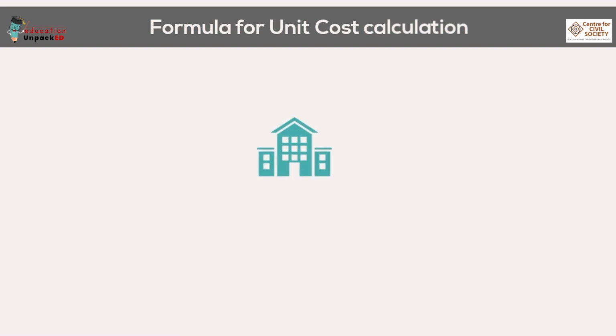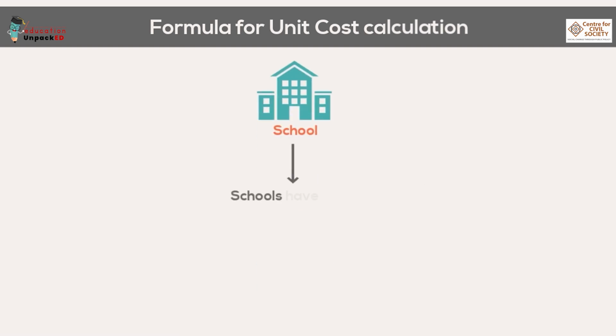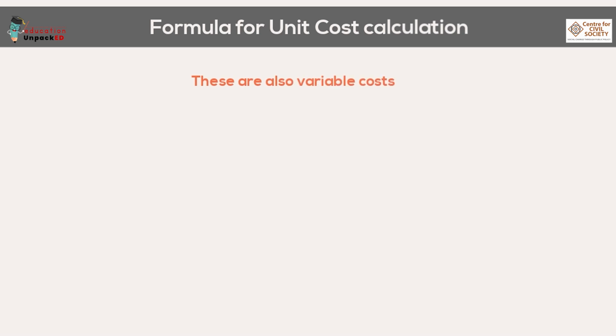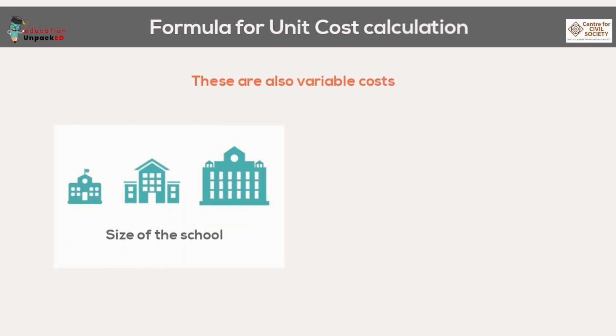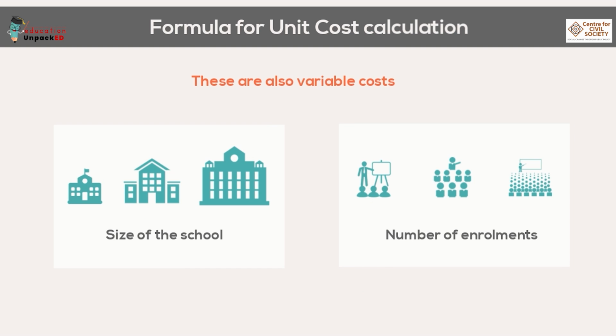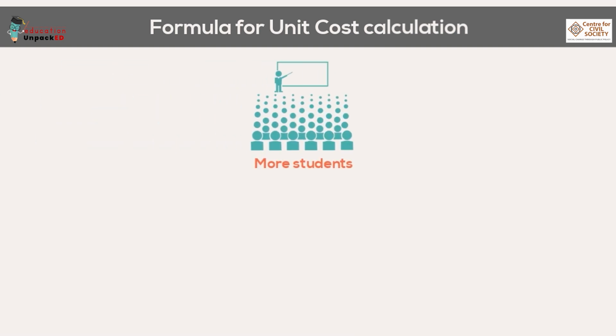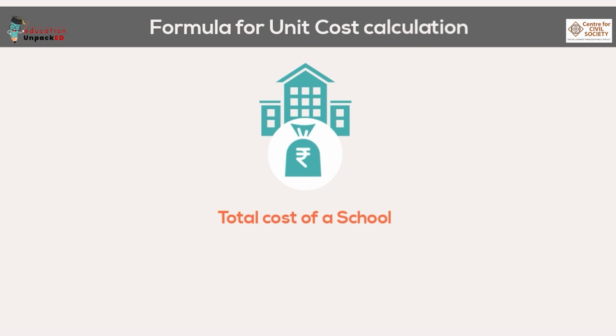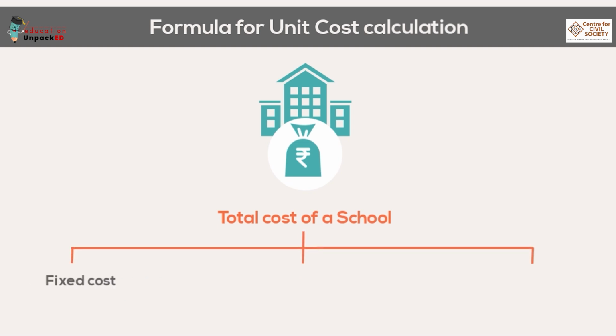So when our unit is a school, we know schools have fixed costs or expenditures which they have to make, such as rent or electricity, administrative staff, etc. There are also variable costs. These depend on the size of the school or the number of enrollments. If there are more students, the school may need more teaching staff, more learning materials, and so forth. So the total cost of a school is actually broken down to fixed costs and unit variable costs and enrollments.